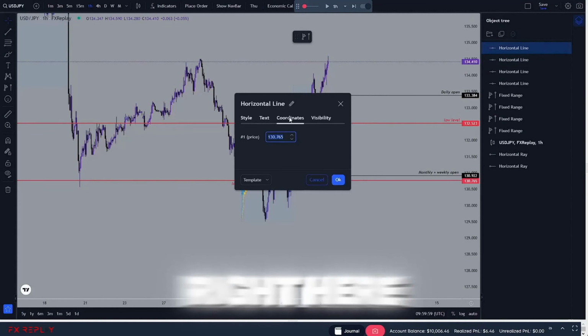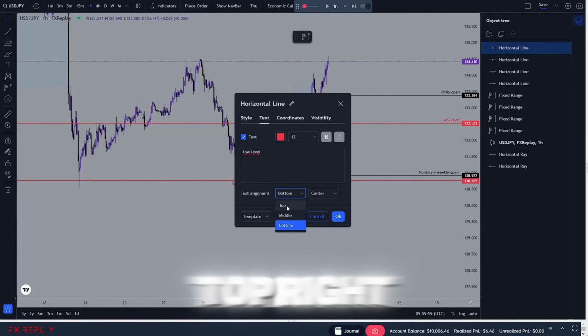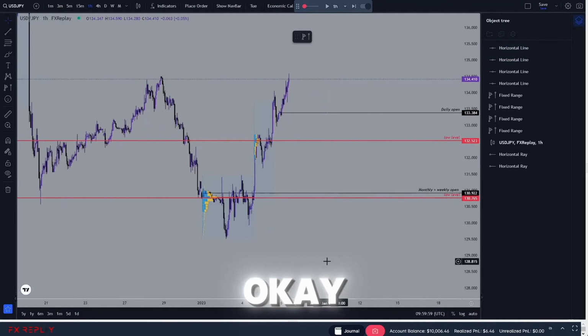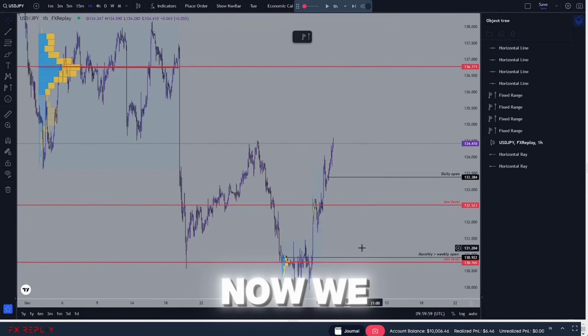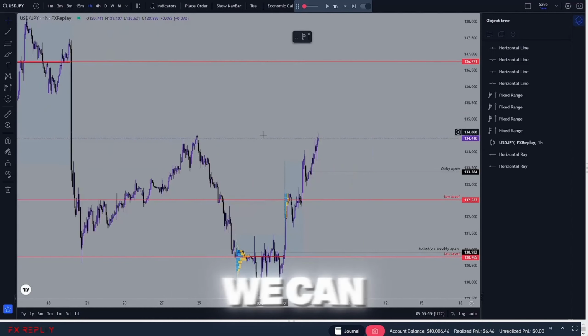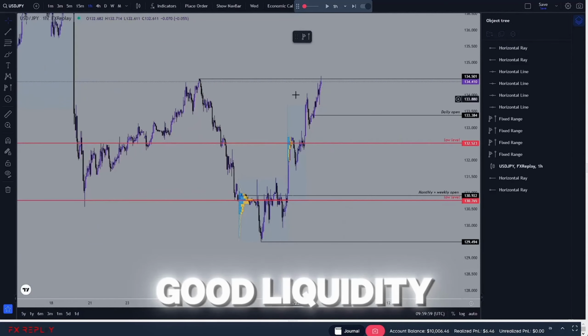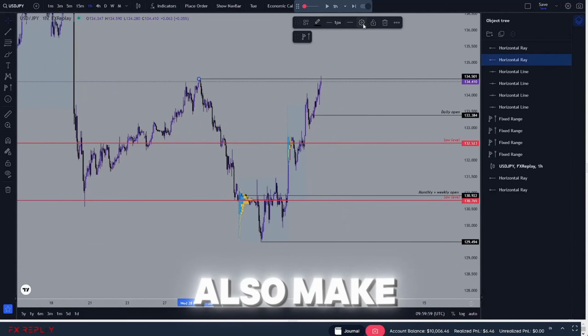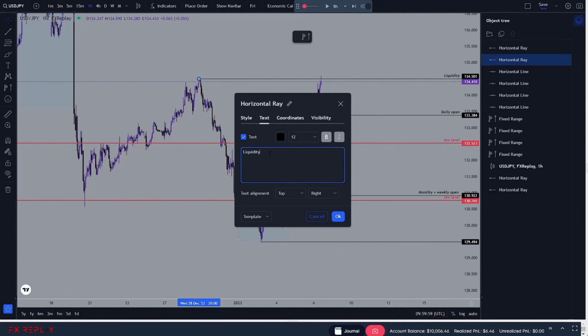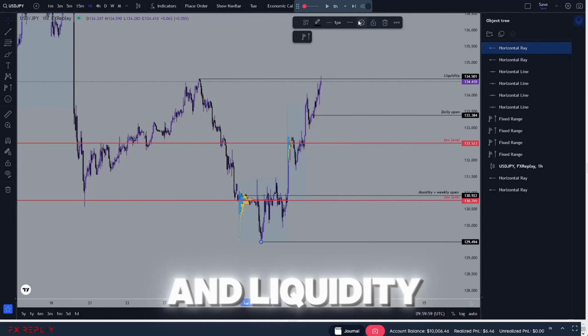We click here, top right. Okay, so we have our levels now. We see liquidity points that we can also mark out. So this is obviously a good liquidity. This is obviously a good liquidity. Can also label them liquidity and liquidity.